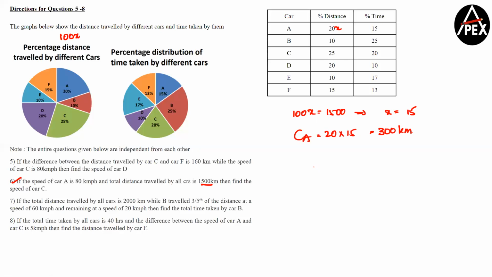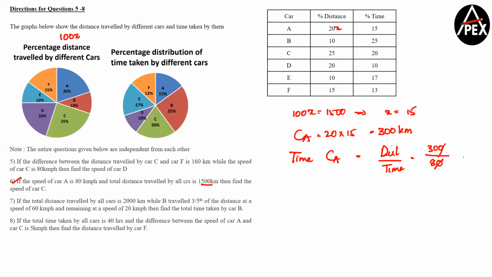Yeah, the distance traveled by car A is 300 kilometers. The speed of car A is 80. So we find the speed of car C. Now we will calculate the time taken by car A to cover this distance, which will be distance by speed, 300 by 80, since the speed of car A is 80.